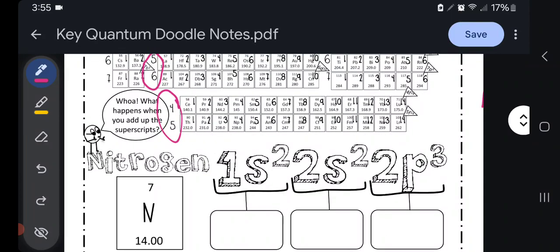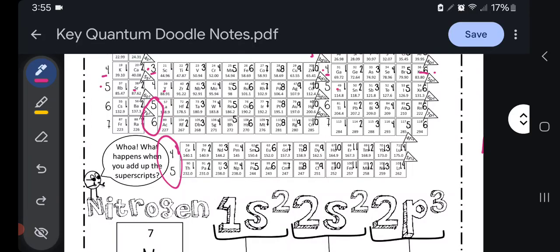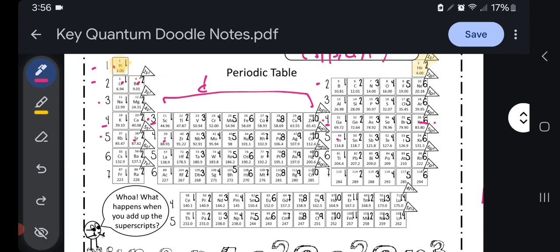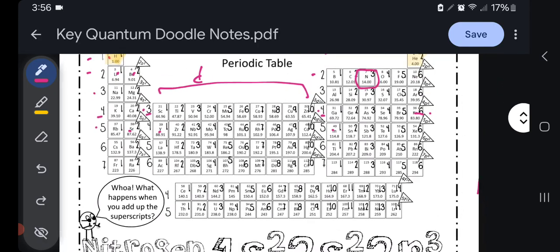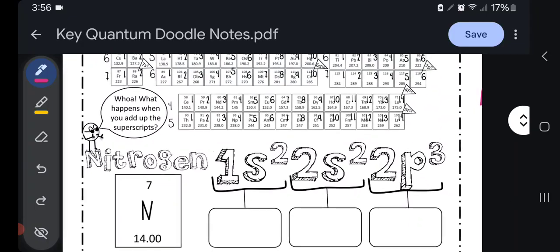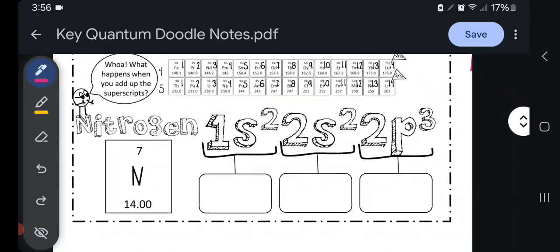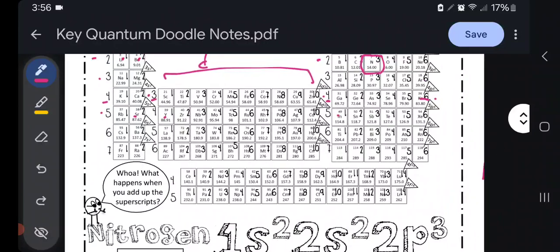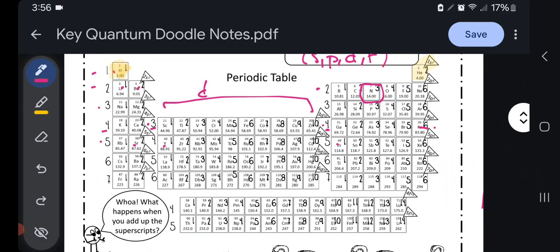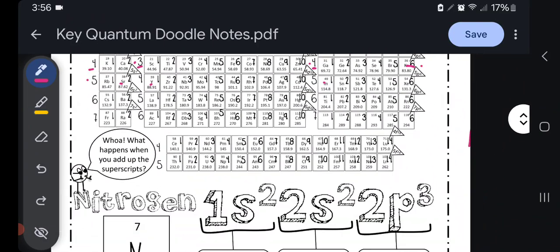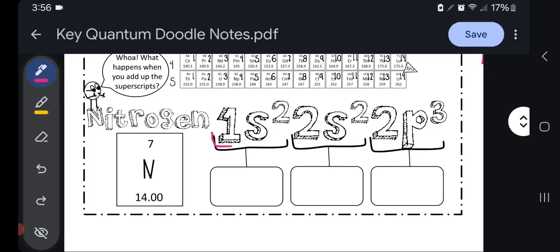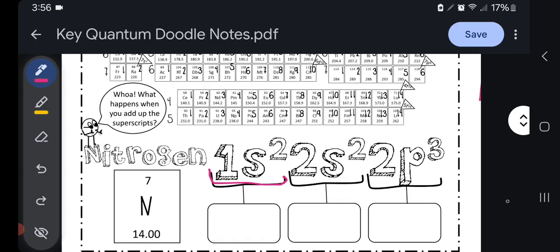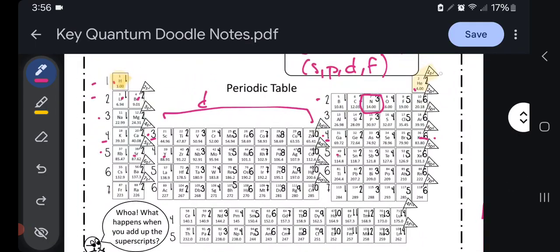Okay, so for this one, we're filling nitrogen. If we find nitrogen in our periodic table here, nitrogen is right here, number 7. Oh, actually, they are doing nitrogen. So nitrogen, you're always going to start with hydrogen. So 1s1, 1s2. So 1s2 right here. You passed your first checkpoint.